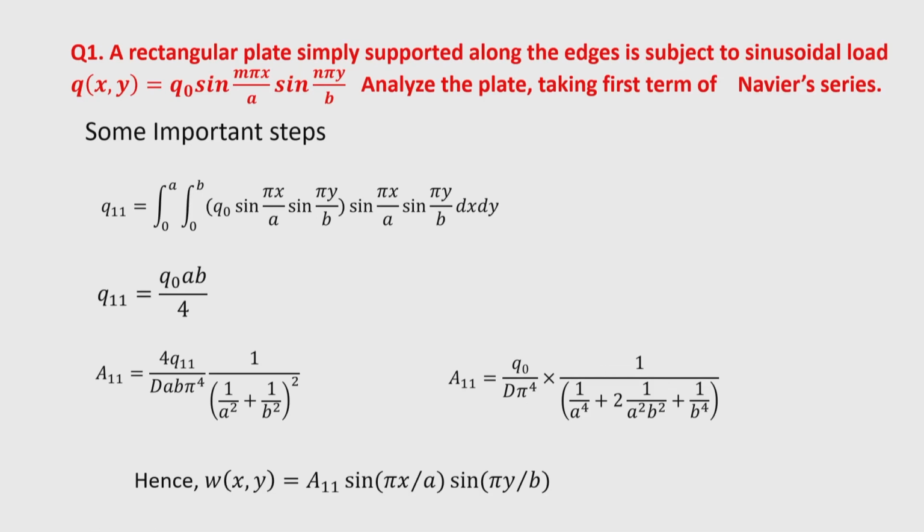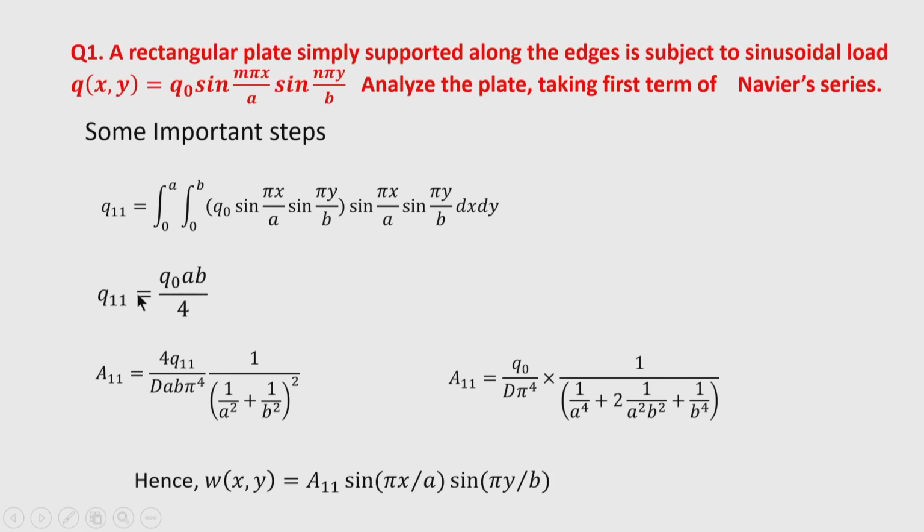The procedures are the same whatever the load is, but the loading function Qmn has to be changed because of the different type of loading. Since the loading is this, Q11 is nothing but this loading multiplied by sin pi x by a sin pi y by b. Here m equal to 1 and n equal to 1 is taken, so no m and n appear in this expression. Now, that integration can be done very conveniently, because the integral of sin squared pi x by a dx will be a by 2 and of sin squared pi y by b will be b by 2. So, the net result will be q naught a b by 4.